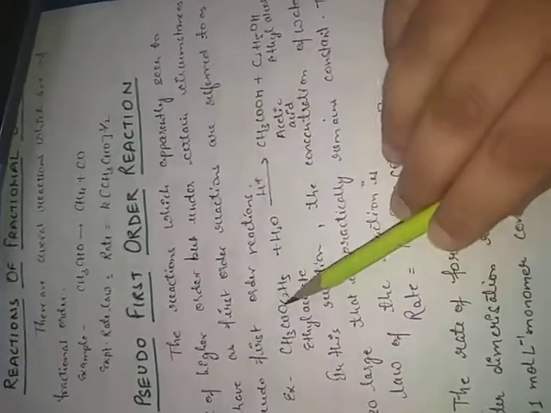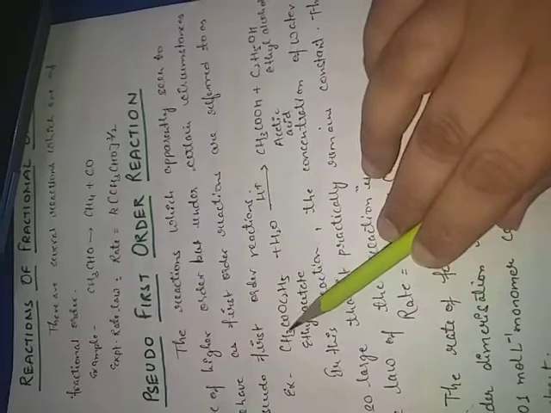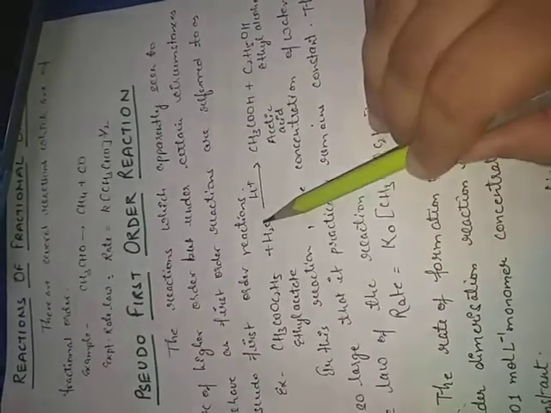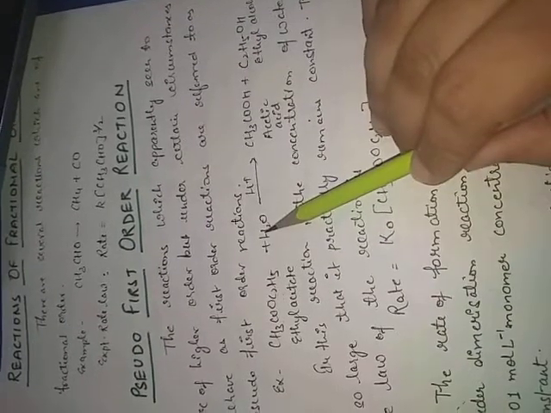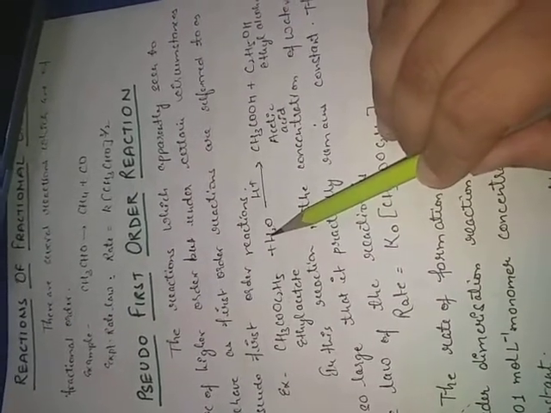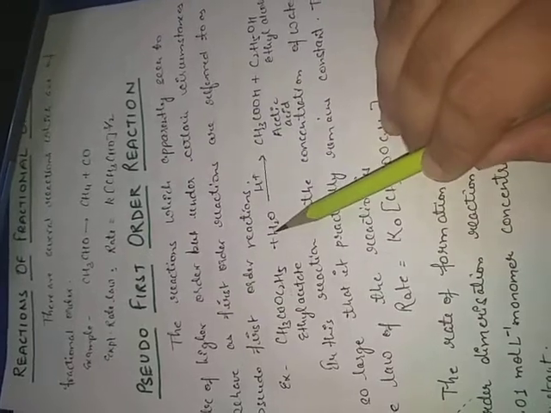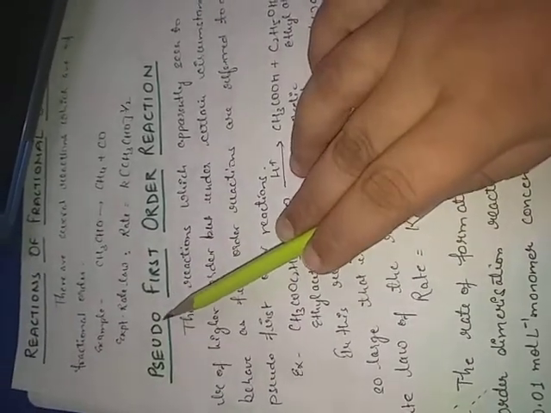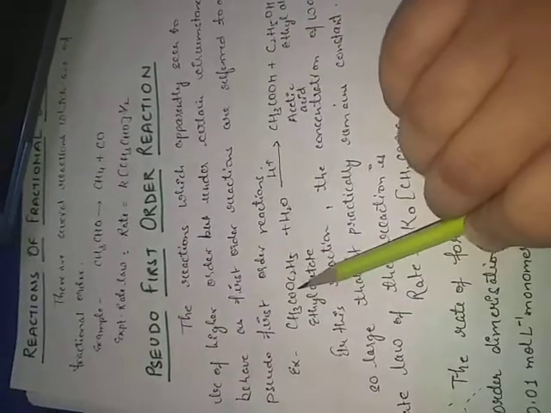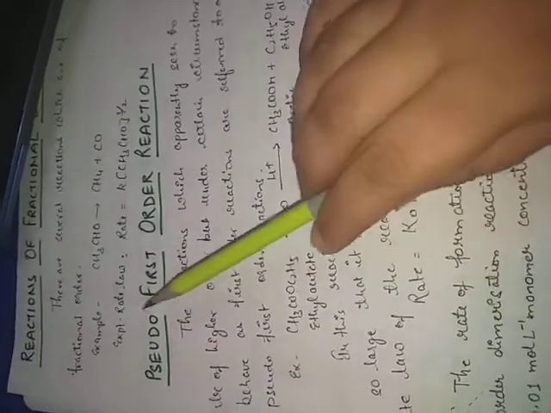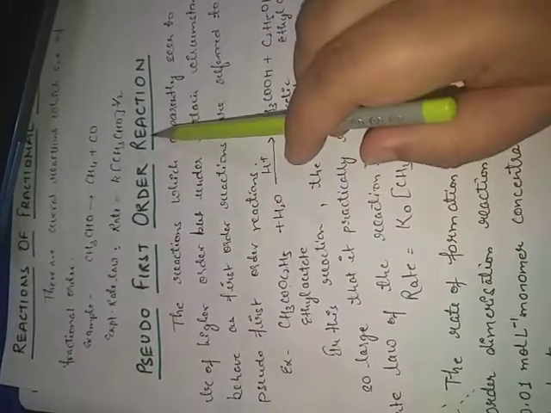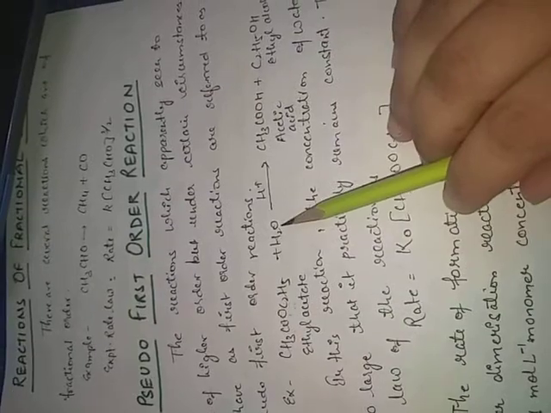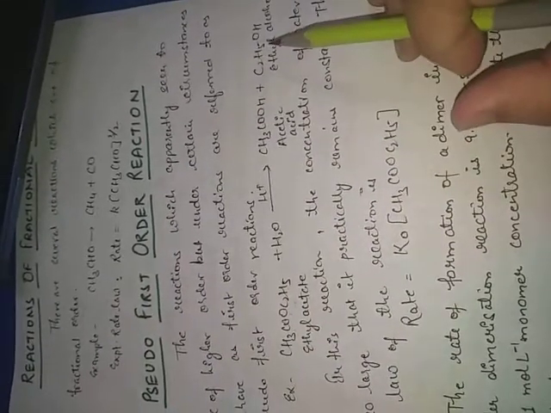See, here if you'll see, it should be of second order. Yes, one of this and one of this, because they are combining, it means it should be of second order reaction. But sometimes, see, pseudo means false, they are supposed to be of higher order, but they are of the first order reaction. See, if we'll see this reaction here, ethyl acetate is combining with water to form acetic acid and ethyl alcohol.